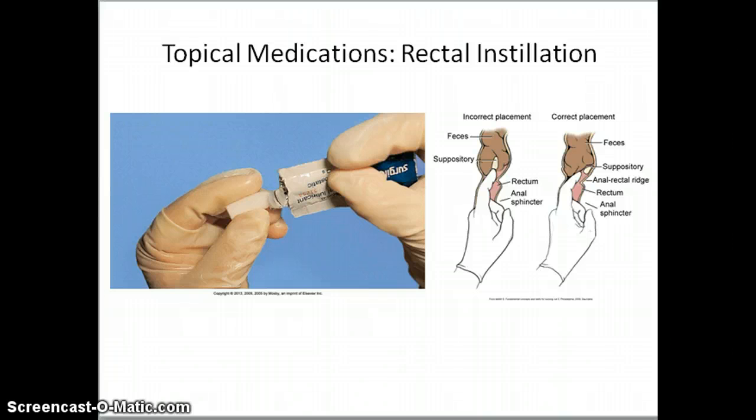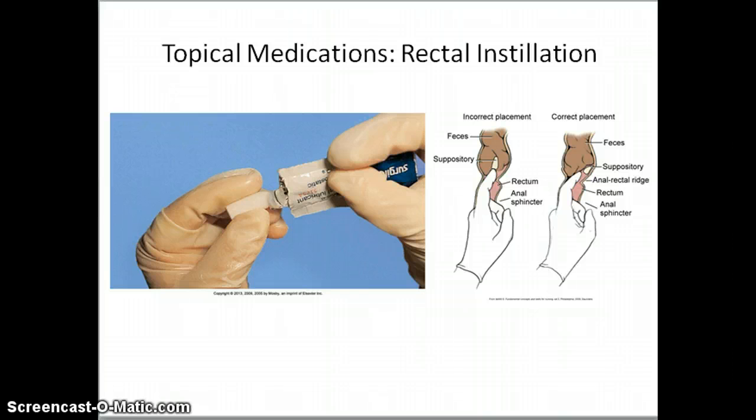Most of the time your rectal installation is a Dulcolax suppository for constipation, could be a Tylenol suppository for somebody that has a fever and they're not taking anything by mouth. And as we look on page 599 at the procedural guidelines, we know the patient must remain flat or on their side for at least 5 minutes to prevent the expulsion of a suppository.